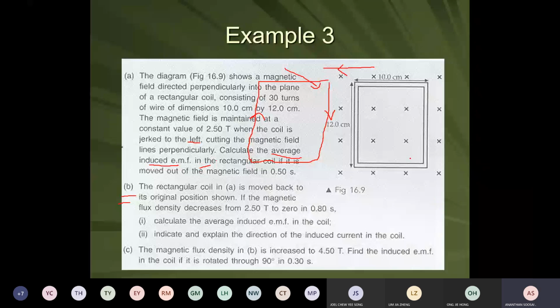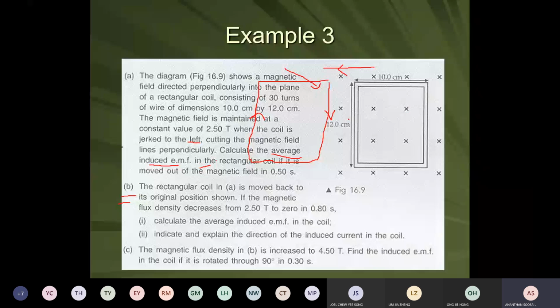Okay, B. Faraday's law, Lenz's law. A rectangular coil A is moved back to the original position. The coil has been moved back to here again. Its magnetic flux density decreased from 2.5 to 0 in 0.8 seconds. They moved back the coil here. Now they already moved back the coil. They never move the coil anymore.